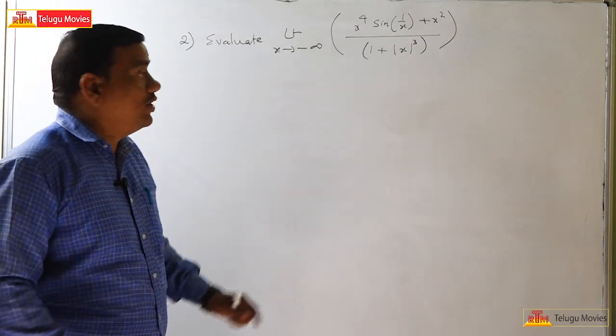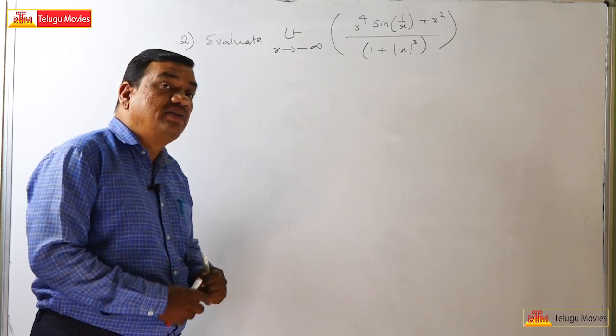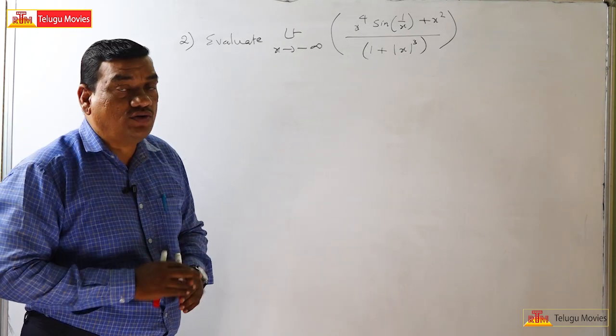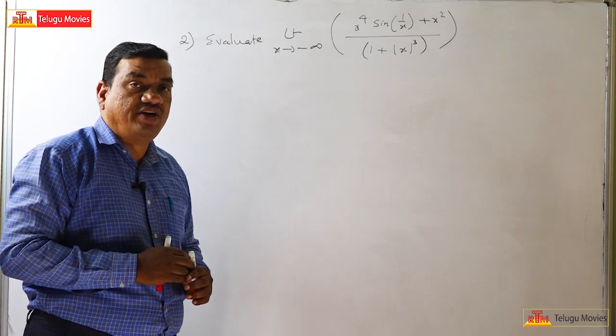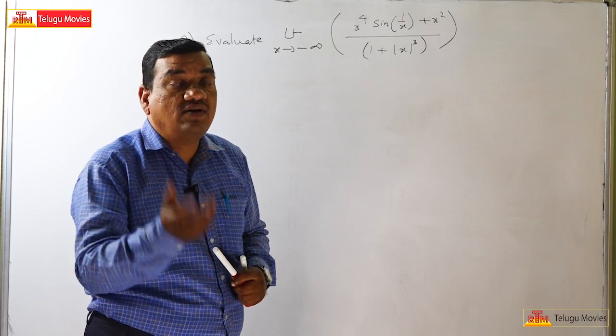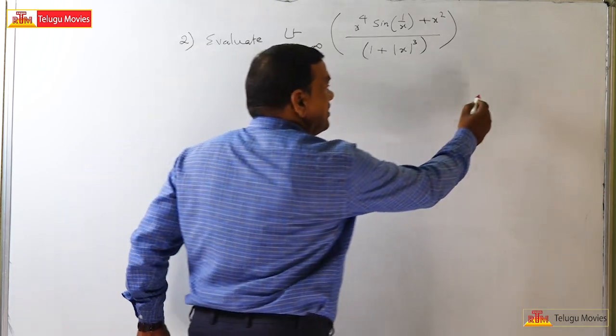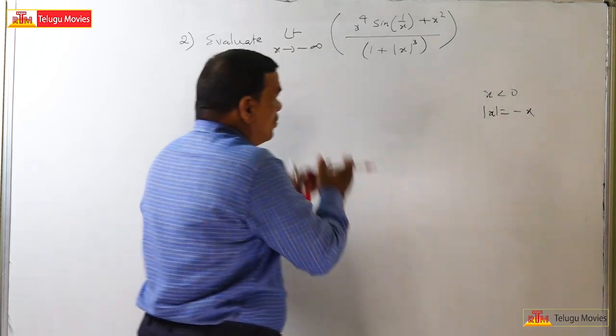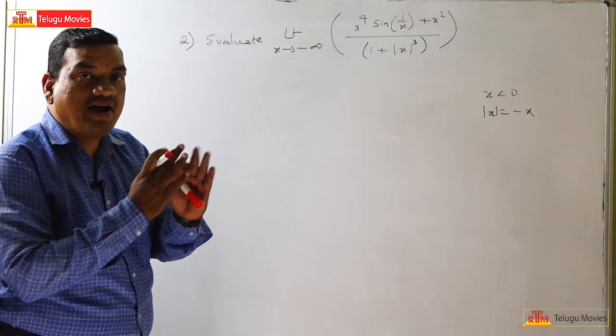As x tends to minus infinity, x is taking negative values, reaching up to minus infinity. Therefore mod x will be minus x. That means when x is less than 0, mod x becomes minus x. First we will do that, so we will avoid that mod x.